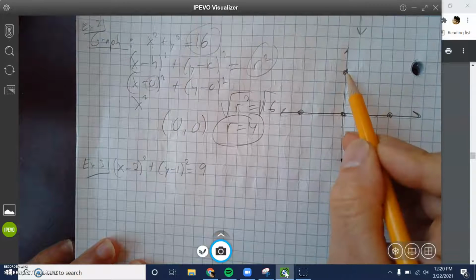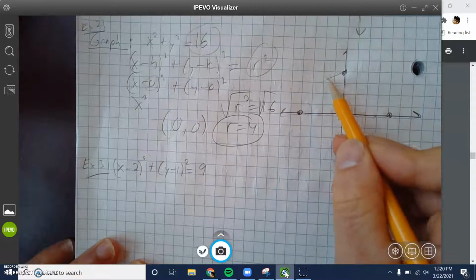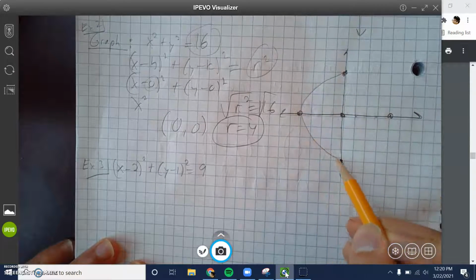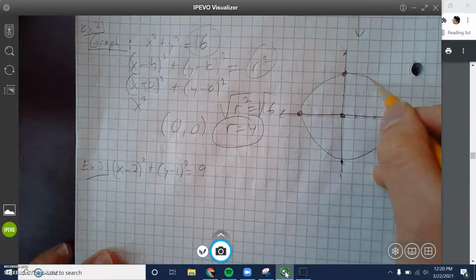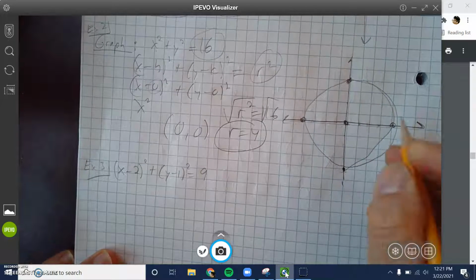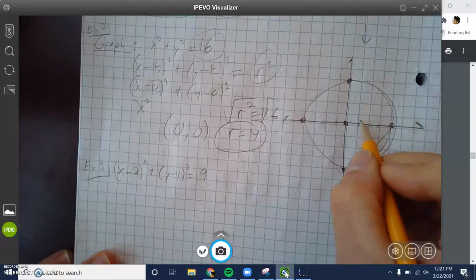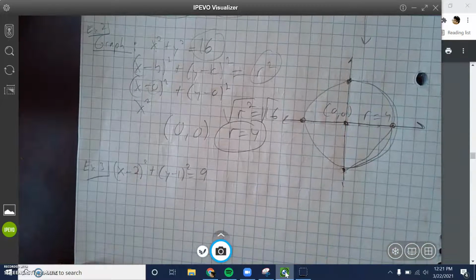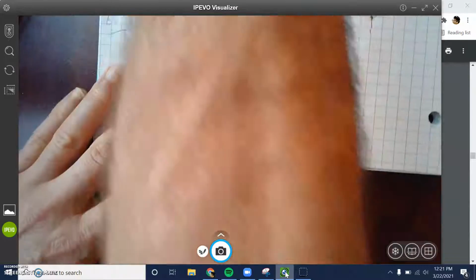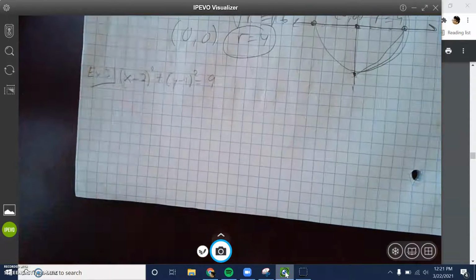So now I got 4 dots. So don't draw a box. Curve it. Curve it. Curve it. Curve it. There you go. Sorry, it's kind of lopsided. There you go. Yeah, something like that. So the radius is 4, and the center is (0, 0), like that. Okay, let's try another one. All right, you try now.